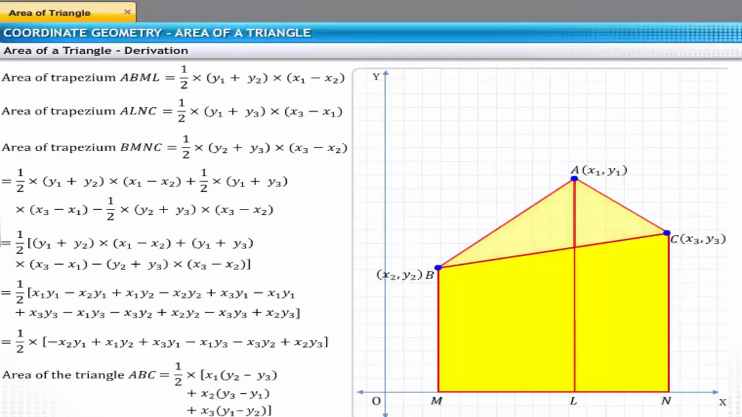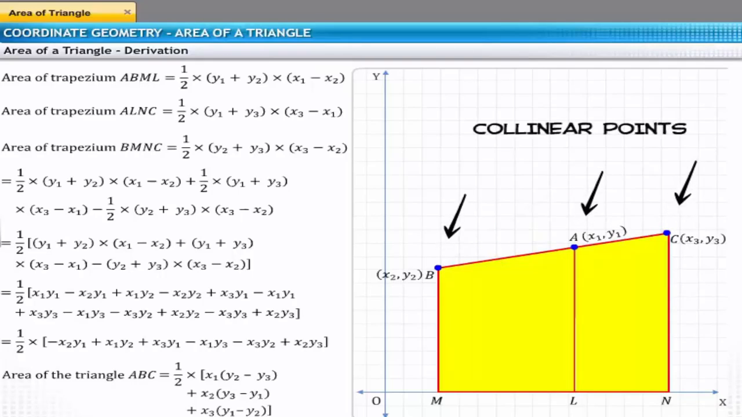An important point to note here is that if the area of the triangle obtained is 0, then the 3 points are collinear.